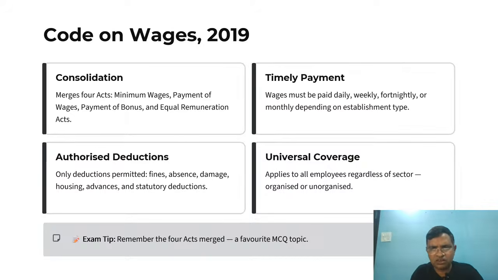Then universal coverage: it applies to all employees, regardless of sector, organized or unorganized. So this is the Code of Wages, 2019. Sometimes they may ask about this Code of Wages 2019, so you have to remember it.